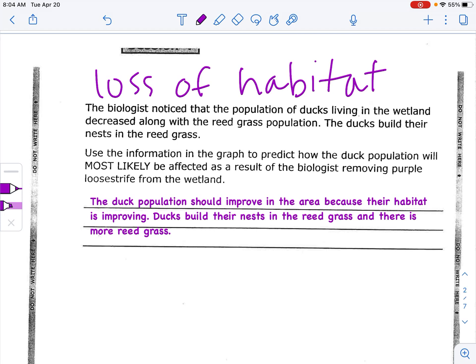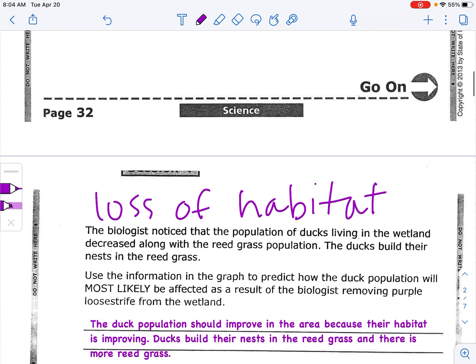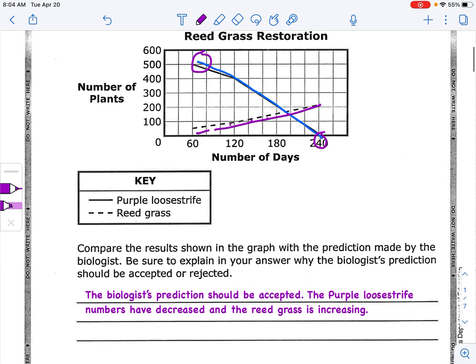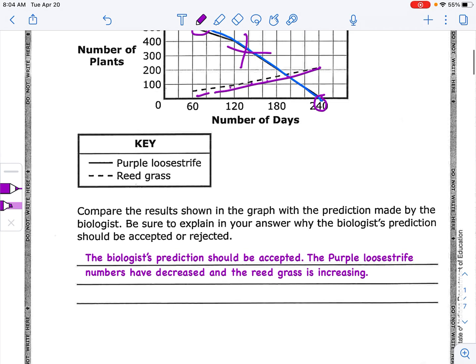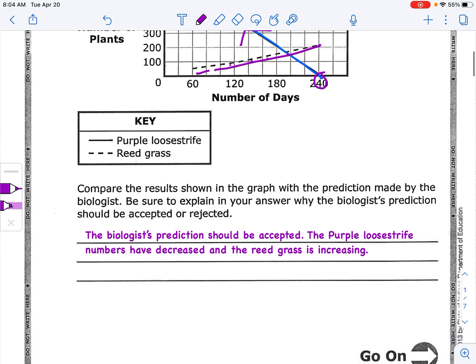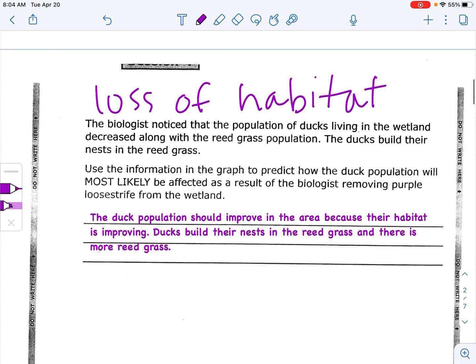The duck population should improve in the area because their habitat is improving. Ducks build their nests in the reed grass, and there is more reed grass. So as the ecosystem returns to more normal and we get rid of this invasive species, then the population of other organisms in that area are going to return to normal, the ducks being one of them, because their habitat, where they are going to build their home, is now present in that environment.